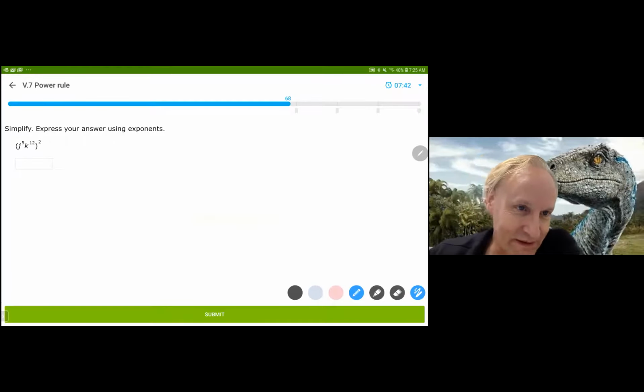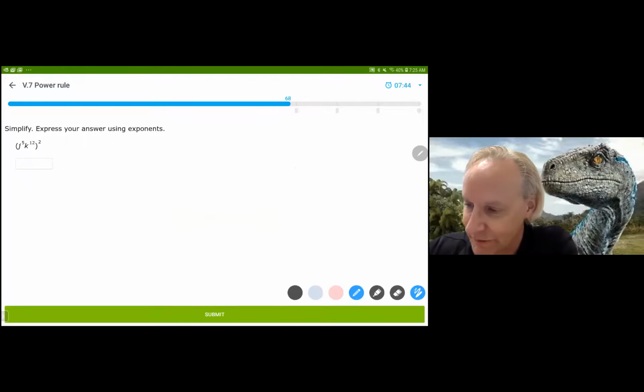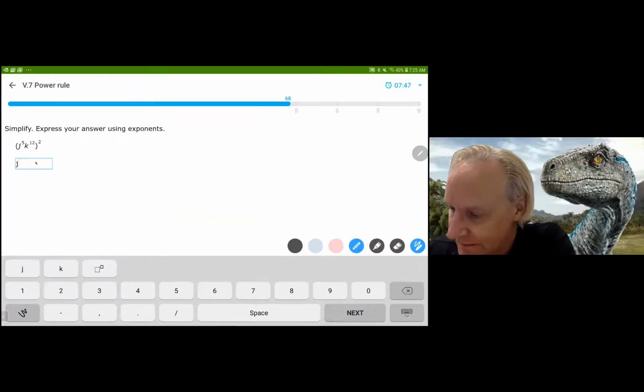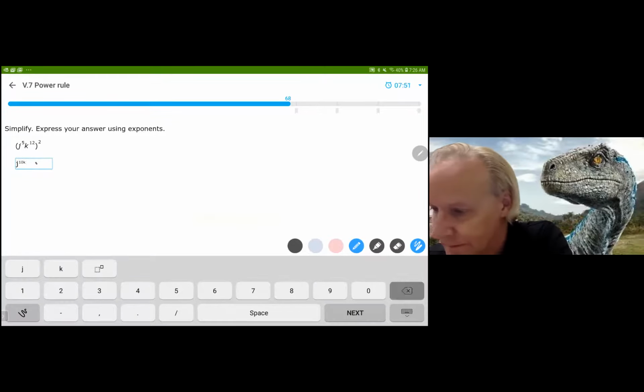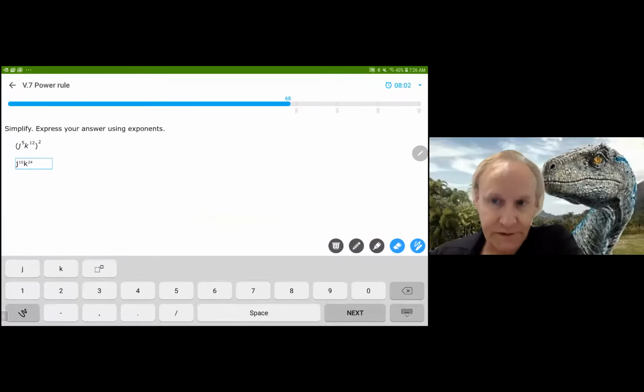Okay, so this one is going to be j to the 10th, k to the 24th. Be careful, don't do that. K to the 24th. Make sure that you're on the same line. Let me just double check it. Yeah, there it is. We distribute the exponent if we're talking about multiplication or division. Division also works.